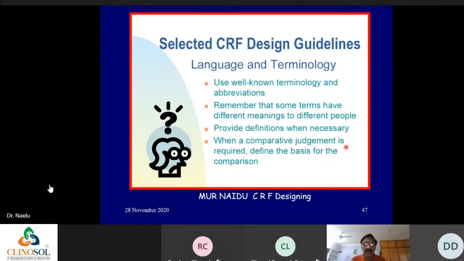When a comparative judgment is required, define the basis of comparison. Suppose he has to compare between 2 or 3 things, color is there or size is there. Clearly define it when you write mild, moderate, severe. What is mild? What is moderate? What is severe? So size you can put. If it is 1 centimeter, this is mild. If it is 3 centimeter, it is moderate. If it is more than 7 centimeter, it is large. So something like that you have to write. If you just write mild, moderate, severe, I'll put mild for moderate.